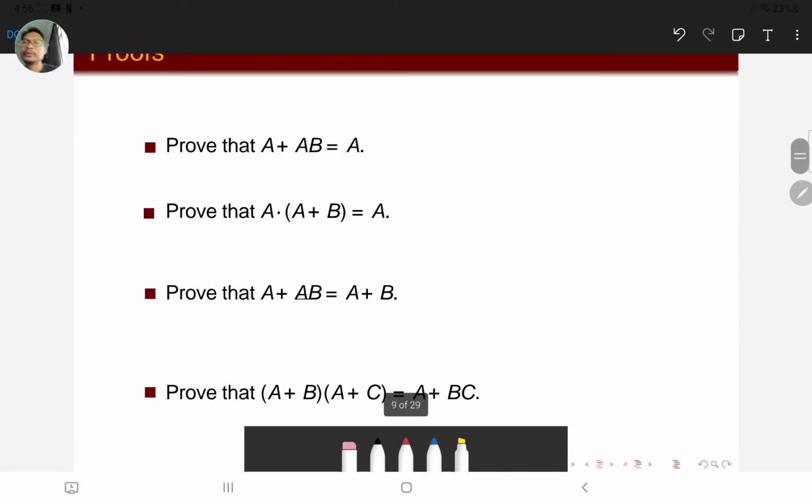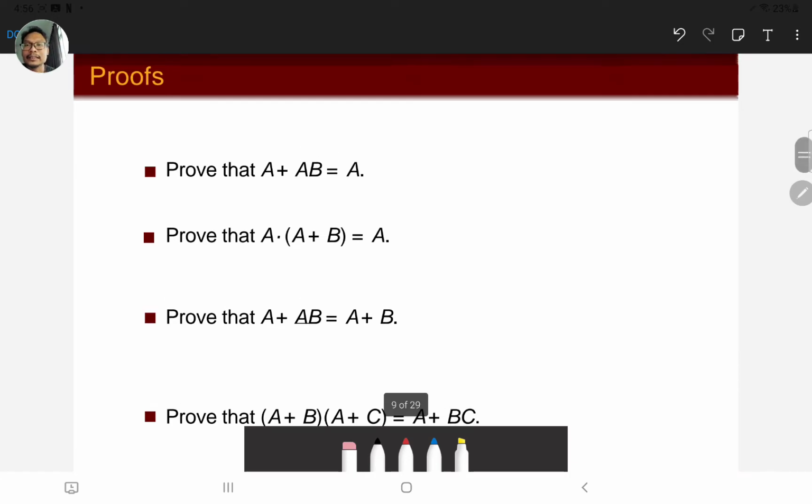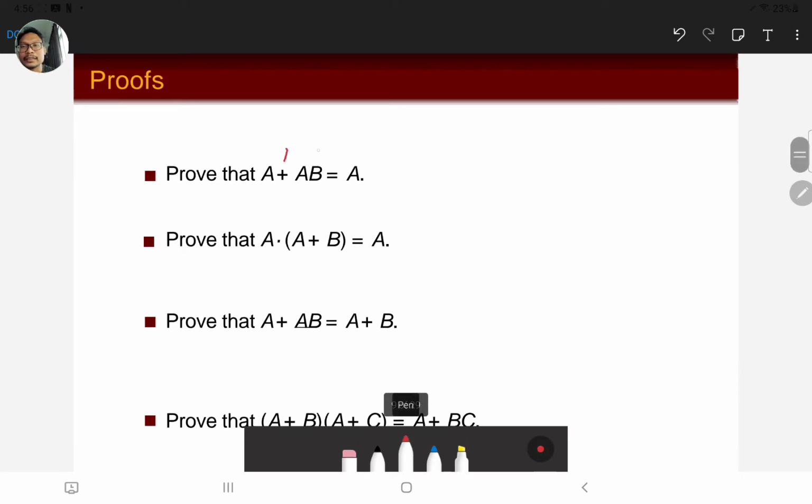Okay, let's look at an example here. How can we prove that A plus AB equals A? There are several ways to prove it. We can prove it through a truth table and logic gates. Here there's an OR gate, and there's an AND gate there. So you can try all the possible values for A and B and prove that it actually equals A.